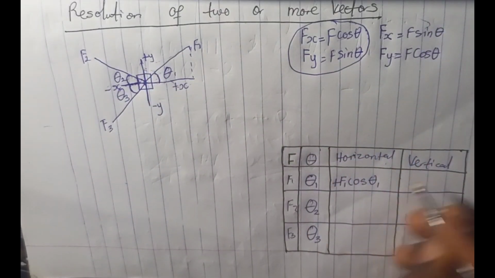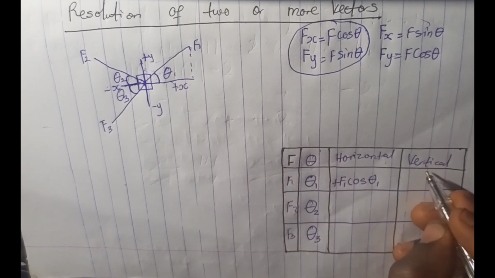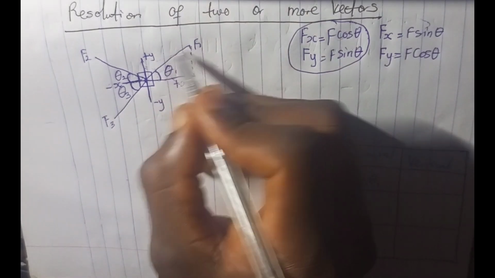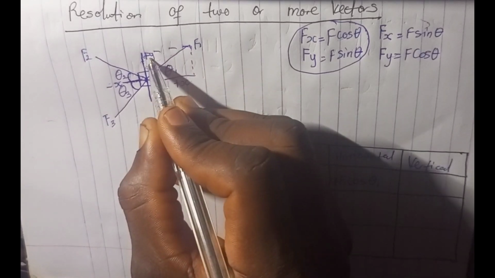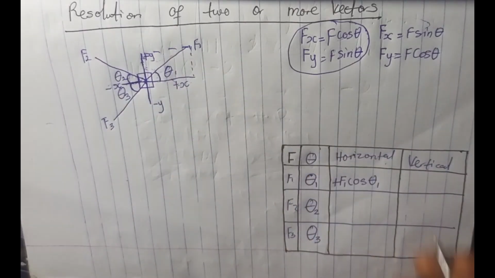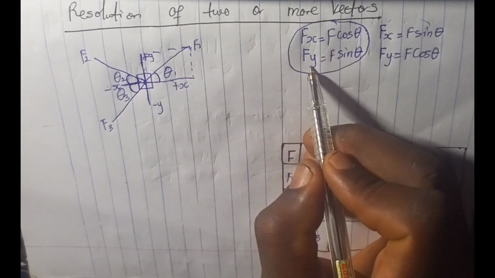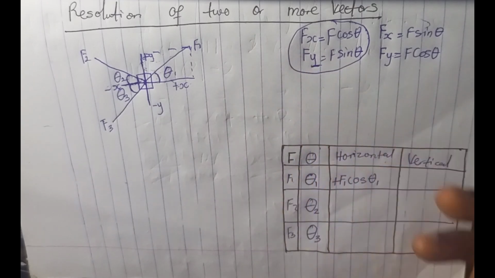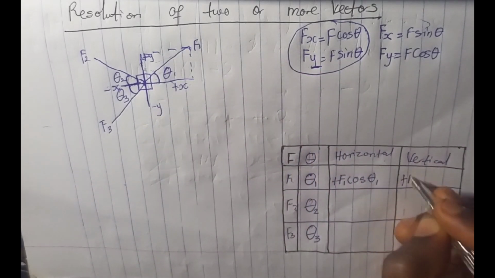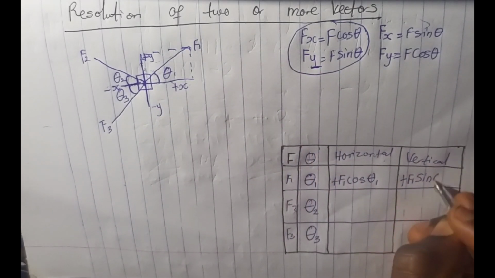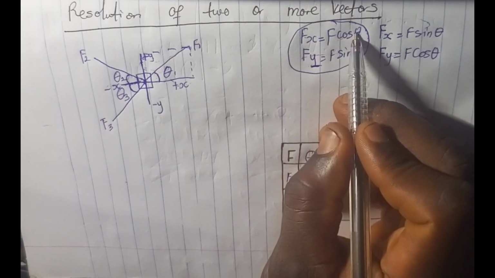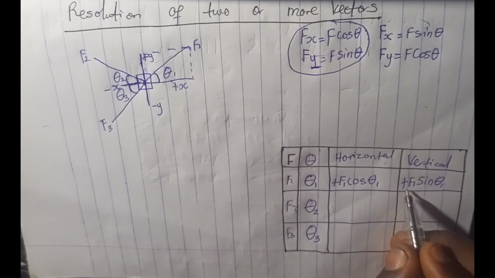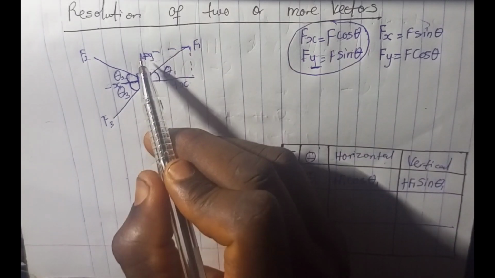Is that clear? So what if I resolve F1 to the vertical axis? Now, if I trace this F1 to the vertical axis, that's the y axis, where did I meet again? Plus y, right? So the formula will now be plus F1 sine theta 1. That's to the vertical axis, you'll be taking this. To the horizontal axis, you'll be taking this. So it is plus again. The reason is, if you trace it, you have to meet plus.